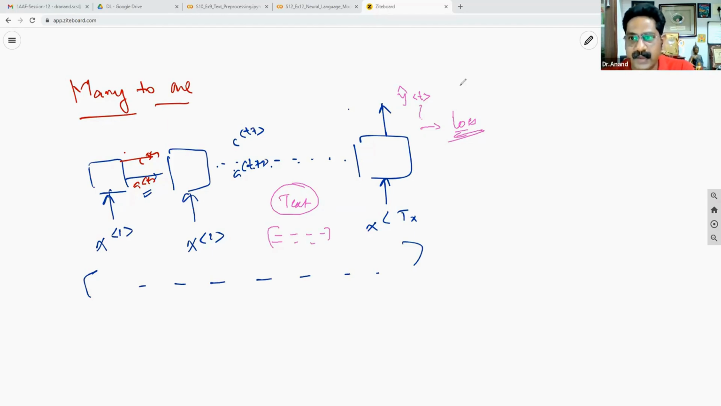Okay. Now, any other example? Can you think beyond text and this forecasting?